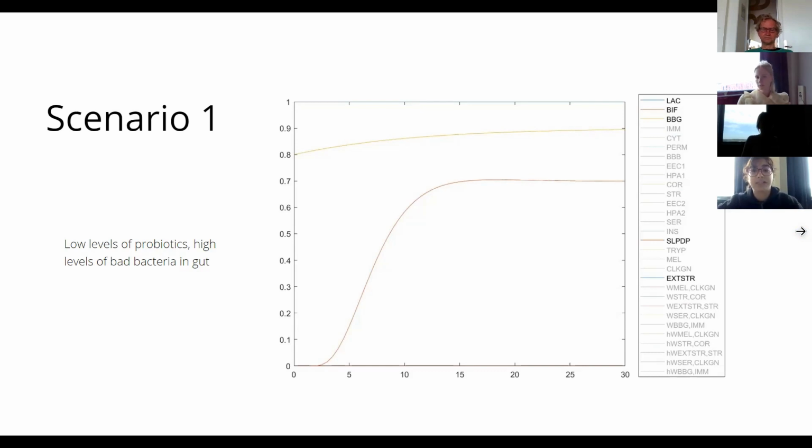So in our first scenario, we have low levels of probiotics and high levels of bad bacteria in the gut. So we intended to look at the effects produced on the system's state of insomnia, which is X15, and its effect felt as sleep deprivation, which is the X16 state that we see on the screen.